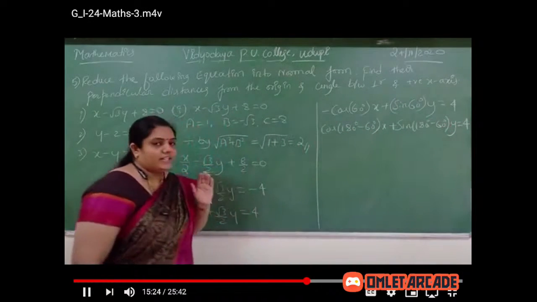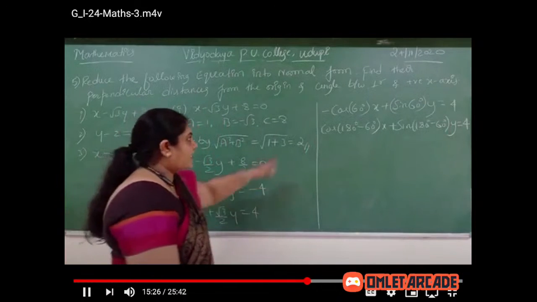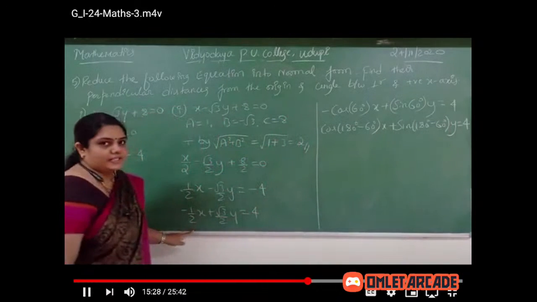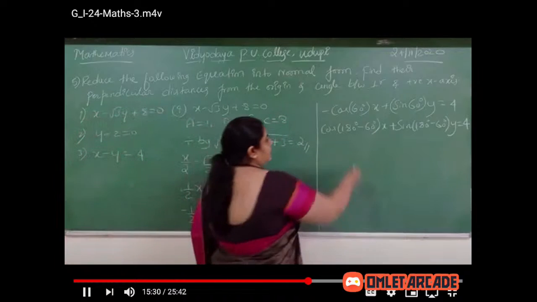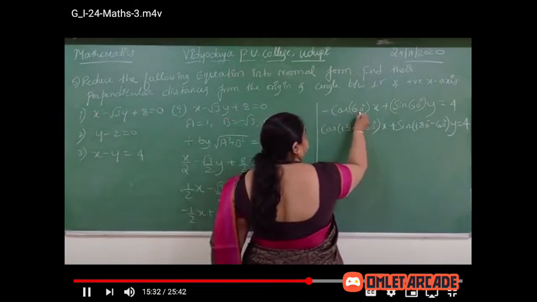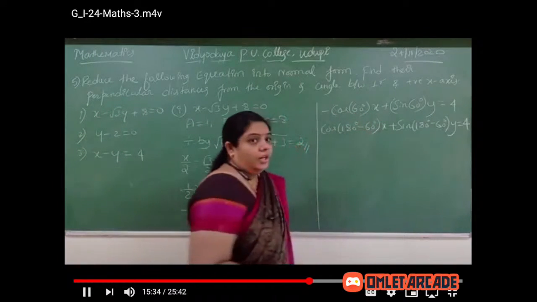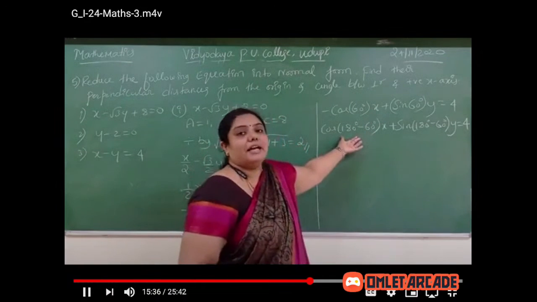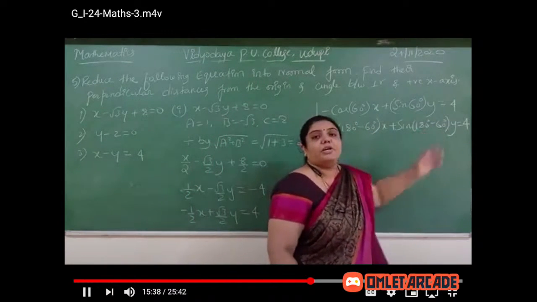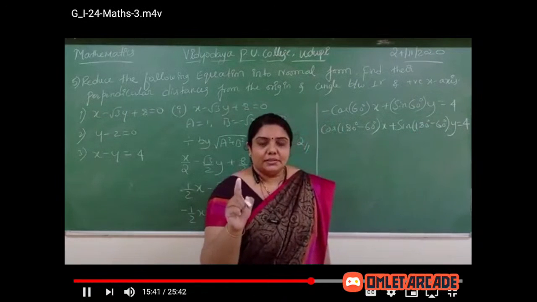Did you get why I am writing in this way? Because I can't keep it in negative form, isn't it? So I am writing, see, minus cos 60 as cos of 180 minus 60. Since I have changed this value, I have to change this also because the omega is common here.